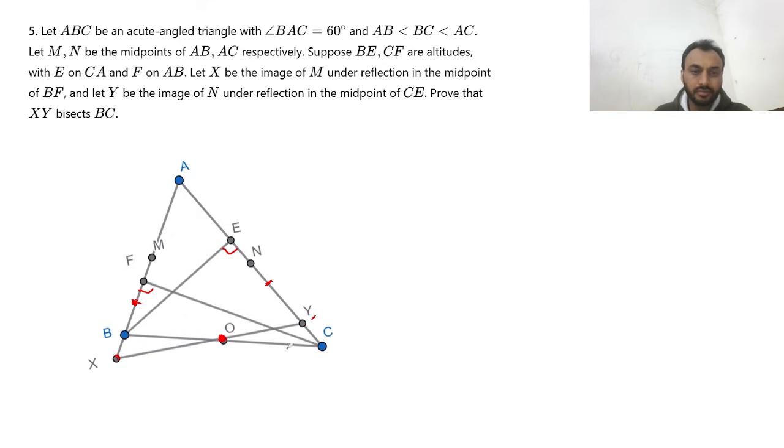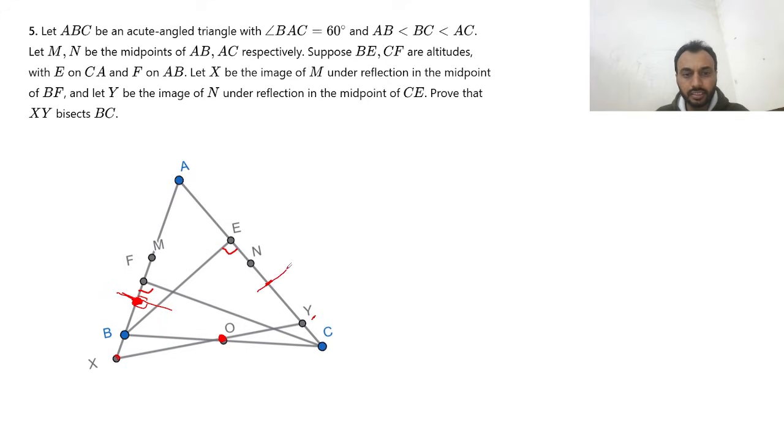First thing, we have to reflect M about this point, right? So this is the midpoint of BF, or I can say we reflect M about the perpendicular bisector of BF. Yes or no? If we are reflecting M about this point, that means we are reflecting about the perpendicular bisector at this point.